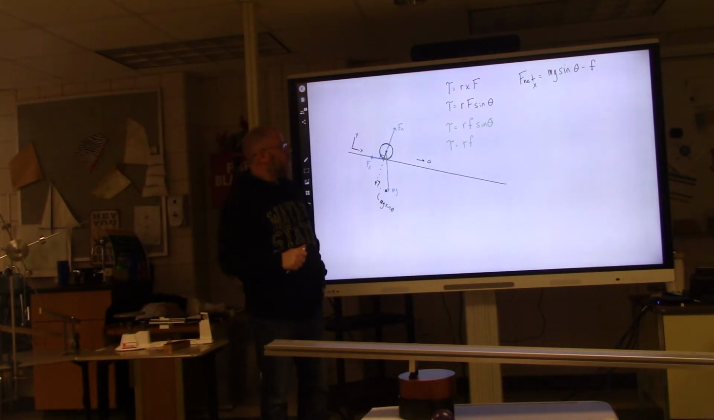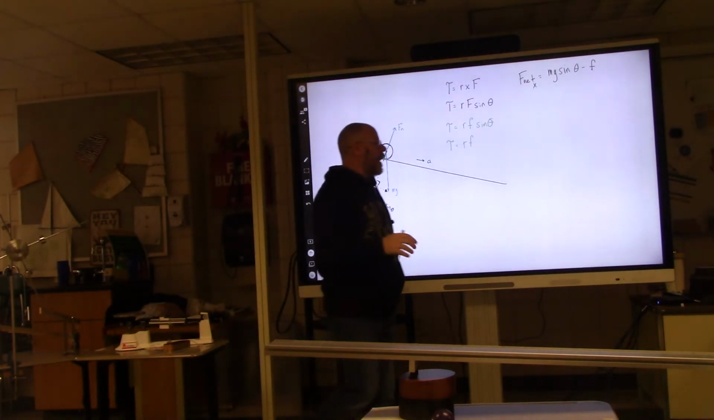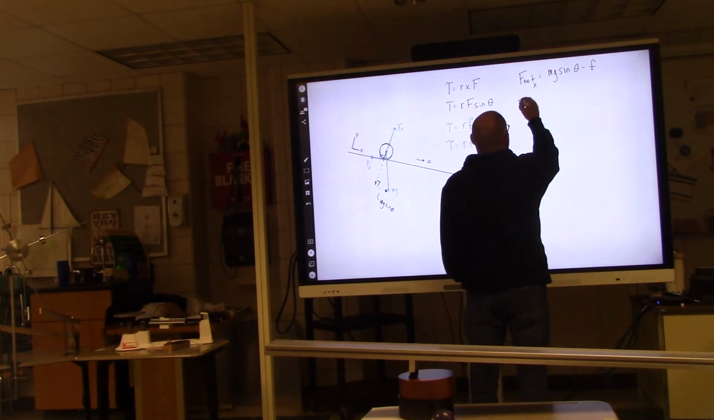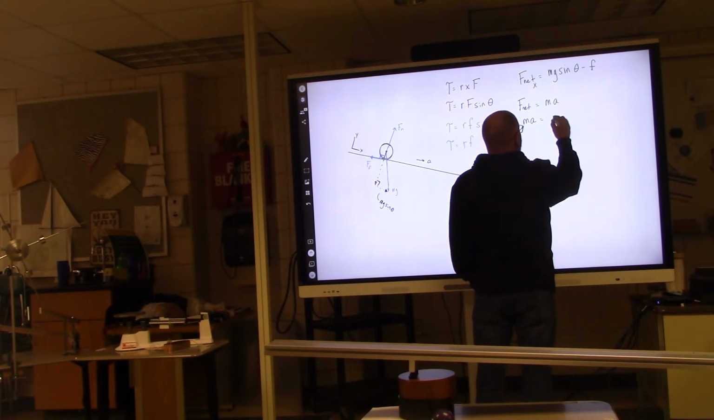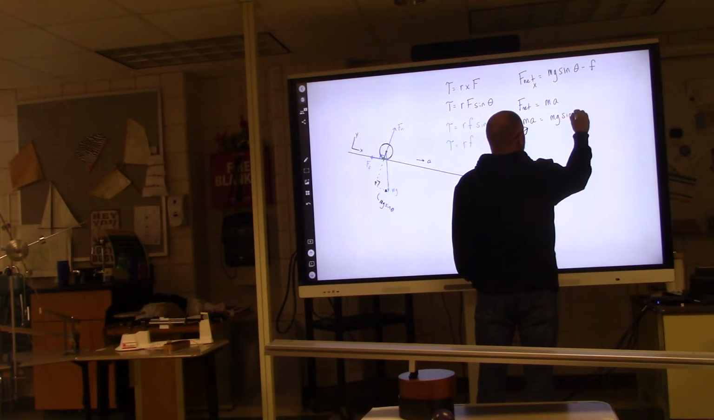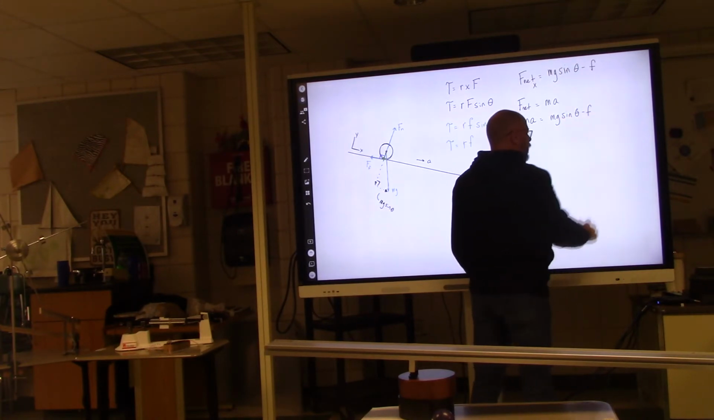All right, so I'm okay with that. How do we express the net force in terms of Newton's second law? That equals m times a. So I would say that the mass times the acceleration is equal to what? mg sine theta minus. Does that make sense?